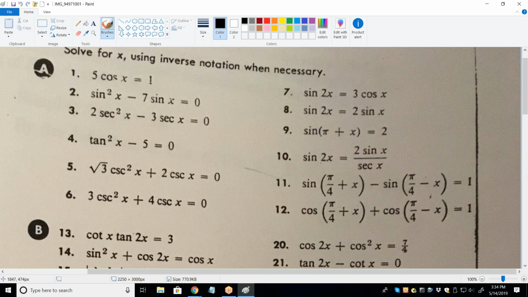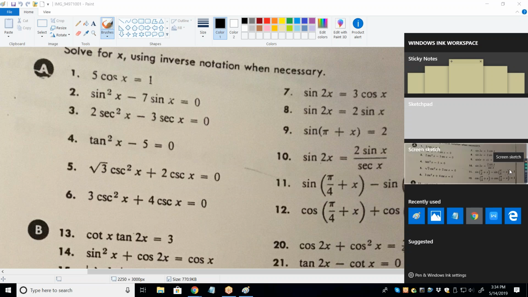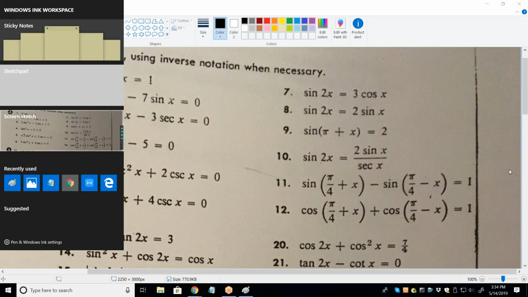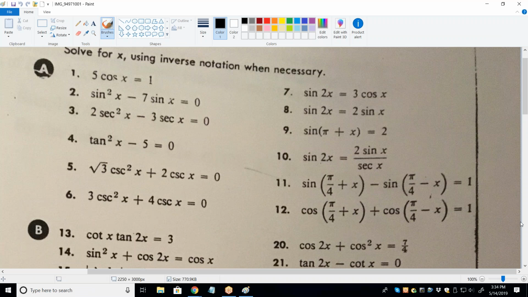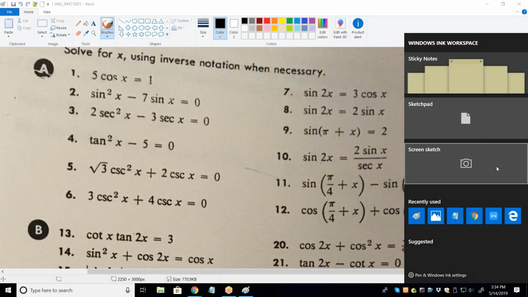Let's start it. Should we start at 1? Yes, sir. Okay, how am I going to do number 1? All right. So 5 times the cosine of x is equal to 1. Yeah, you're going to need your calculator on a lot of these. All right. Just got my calculator.